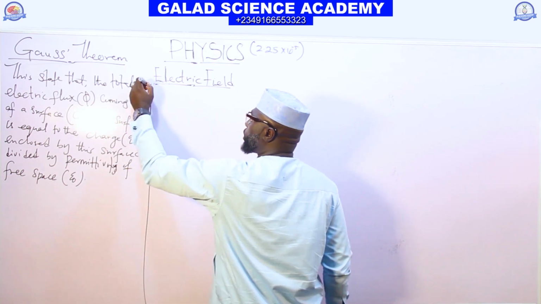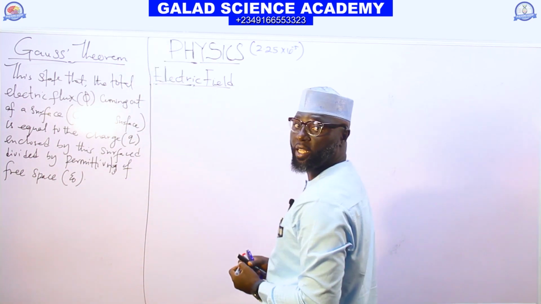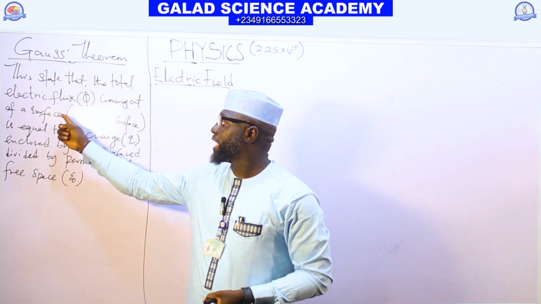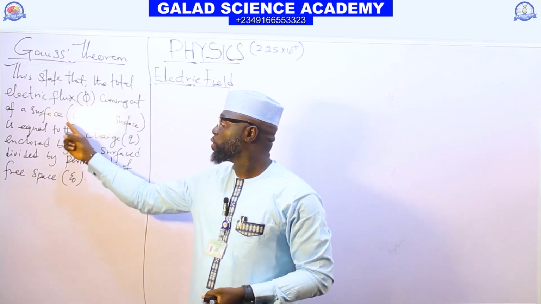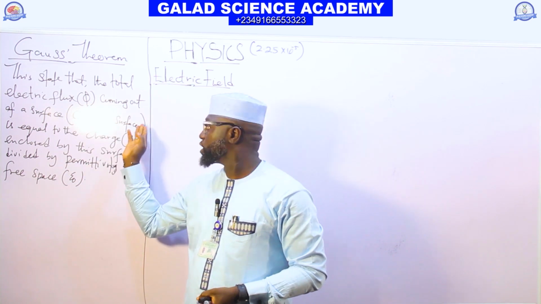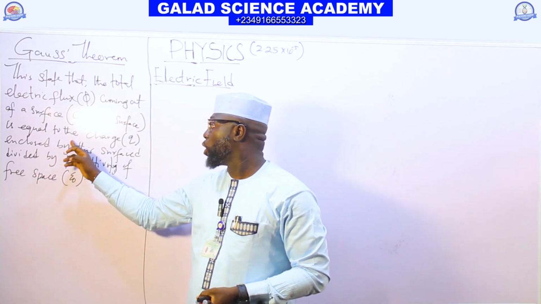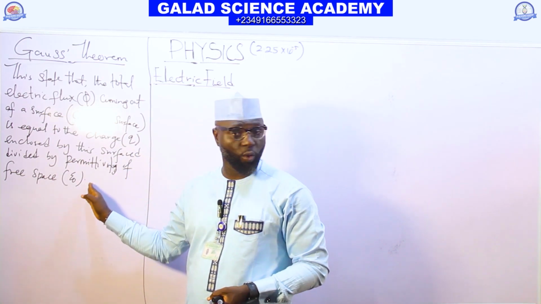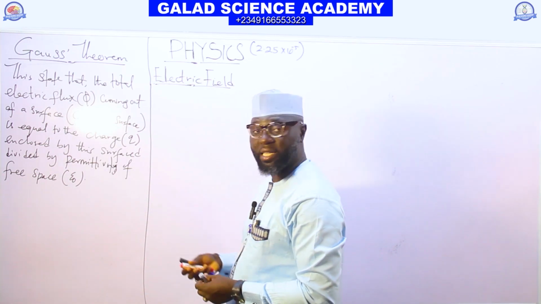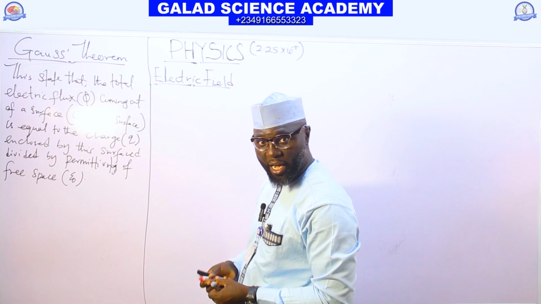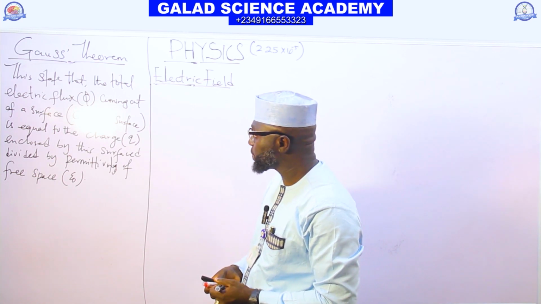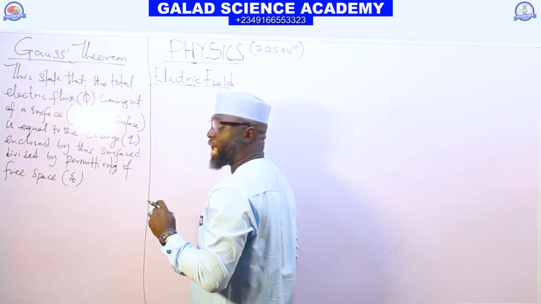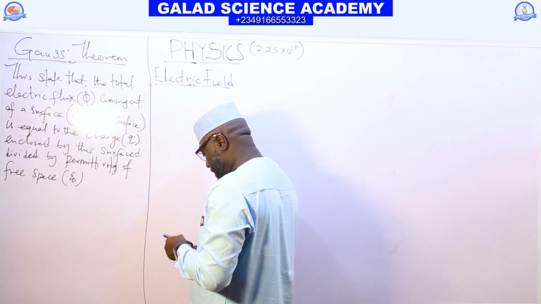So this is the Gauss theorem. This simply states that the total electric flux coming out of a surface, which is the Gaussian surface, is equal to the charge Q enclosed by the surface divided by permittivity of free space. Mathematically, before I write it mathematically, let me explain some things here.